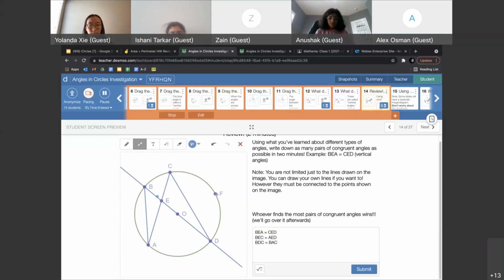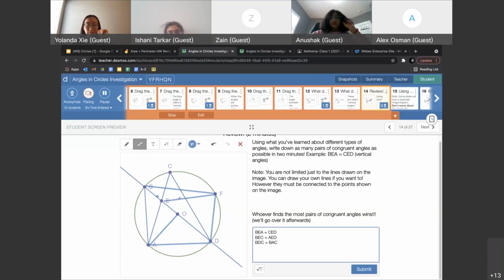There are probably more that I can't see. Okay, yeah, the ones that aren't drawn. So BFA is equal, or BFD, okay, so BFA is equal to BDA because again, inscribed angles. Yeah, there are way more on that screen. Has anyone thought of another pair of angles that are congruent?